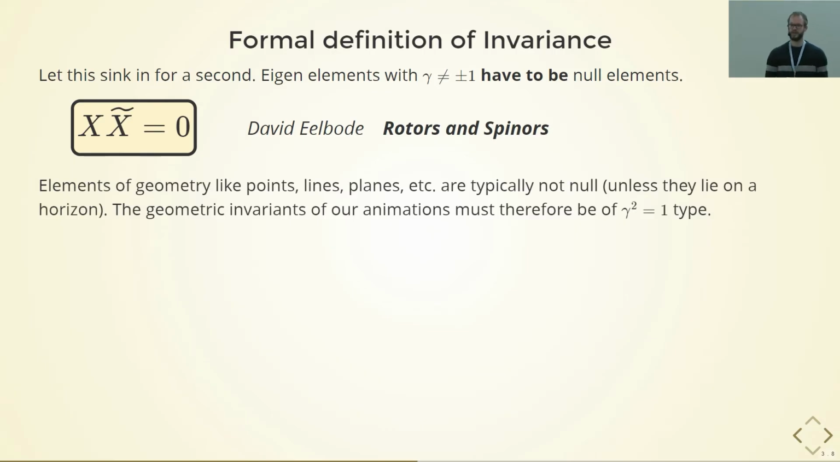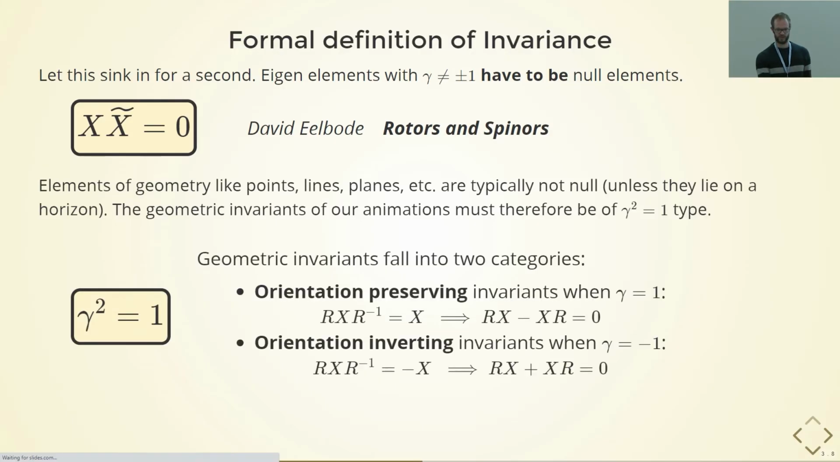But we know already that our elements of geometry, our points, lines, planes, they are typically not null, right? If you square them, it's just usually plus or negative 1 if you normalized everything. Unless they happen to lie on a horizon, right? The points on the horizon or planes on the horizon, they are null. But in general, the ones in our space will have a real norm, a finite norm. So they must be of the type gamma squared is equal to plus 1. And so that means they fall into one of two categories.